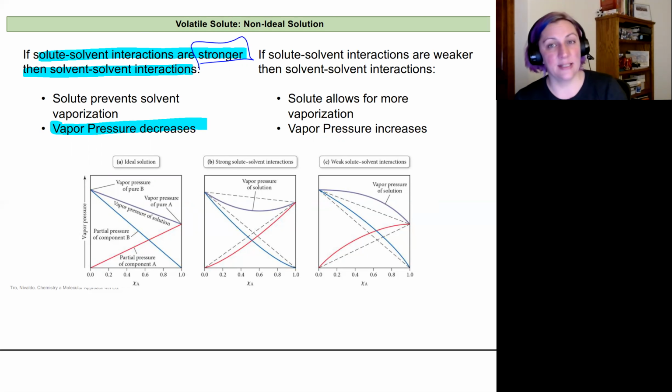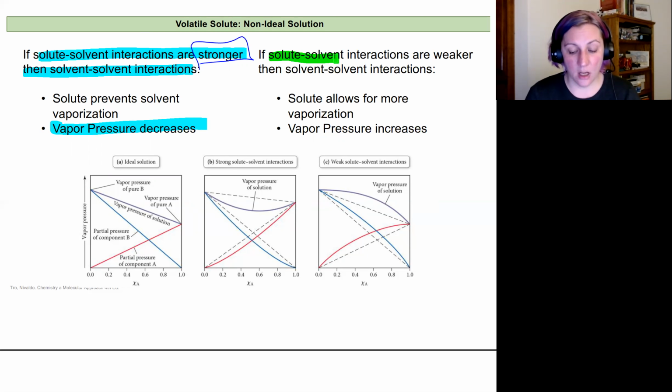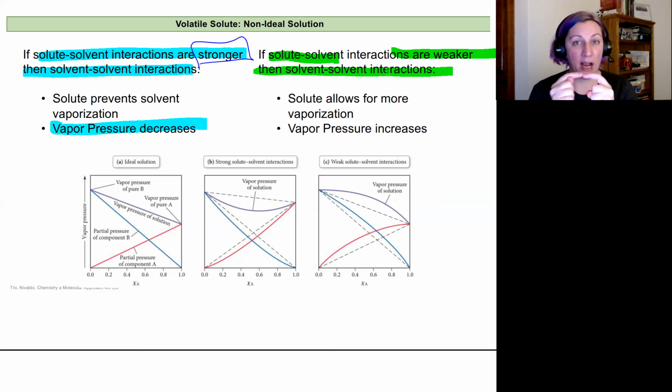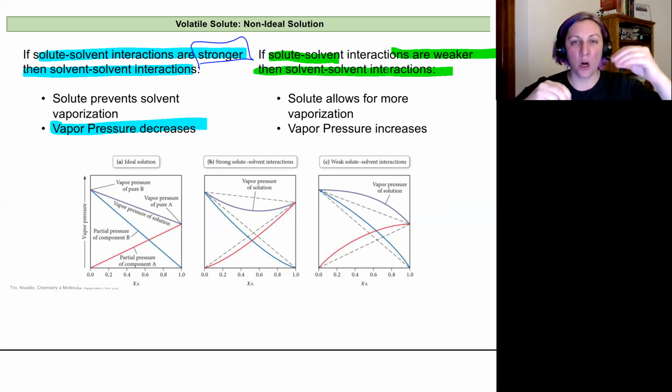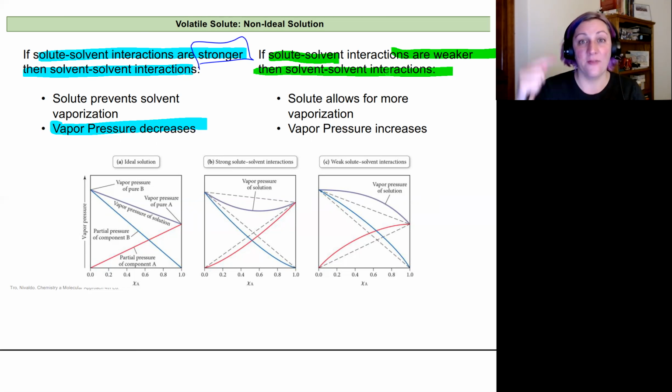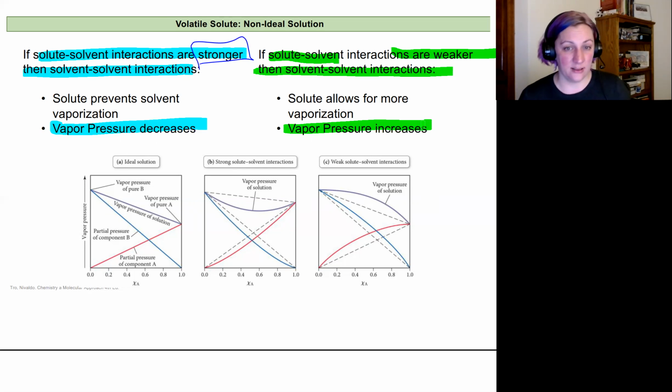Now, on the opposite side, we could also have solute-solvent interactions that are weaker than our solvent-solvent interactions. So in this case, the solvent has more attractive forces to the solvent than it does to the solute particles. And so putting solute particles into the solution disrupts those solvent-solvent interactions, gets in the way. It makes it easier for a solvent to actually vaporize, right? To go into the gas phase. And so we see the vapor pressure increase.